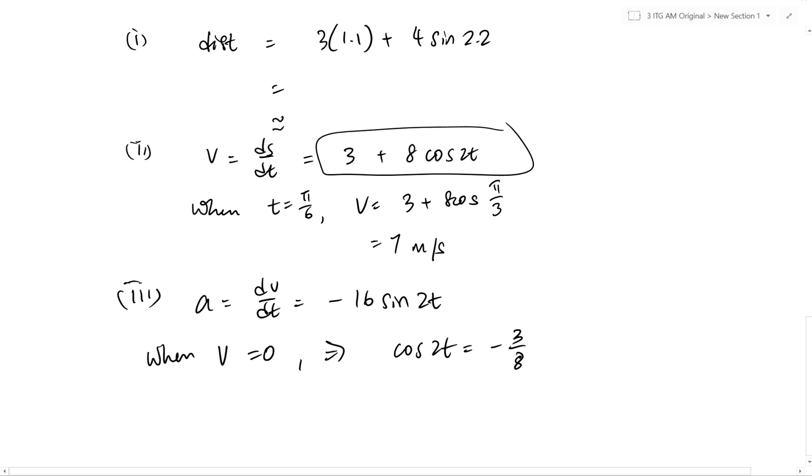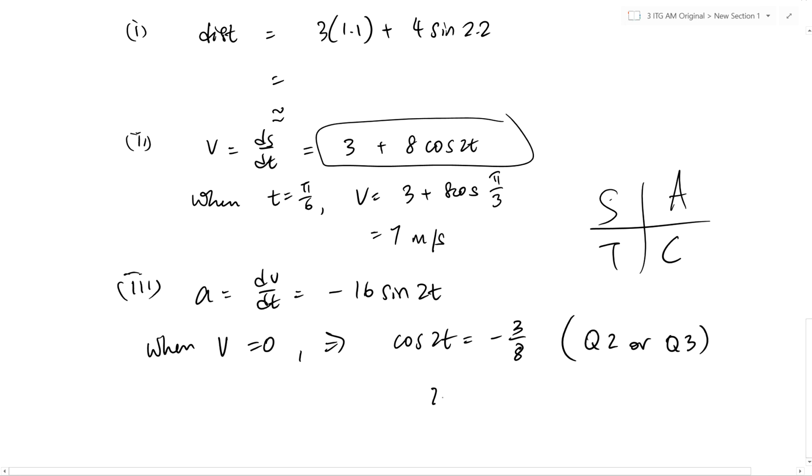What's the next step? All the alpha, everything, right? First, tell me which quadrant is this in? Second or third? So in the second quadrant, we have 2t equals to pi minus cosine inverse 3 over 8. Or in the third quadrant, it will be pi plus cosine inverse 3 over 8. You go and revise.